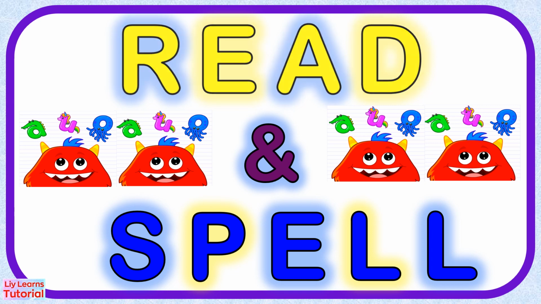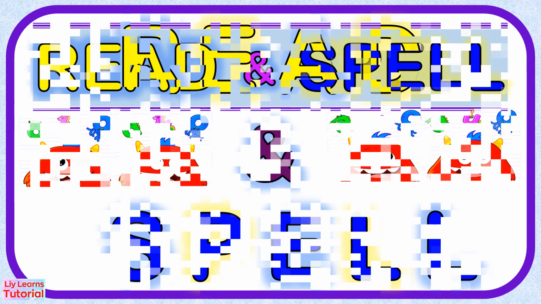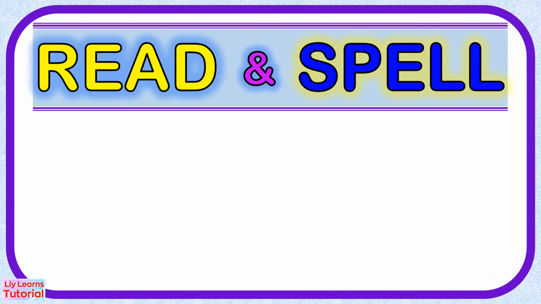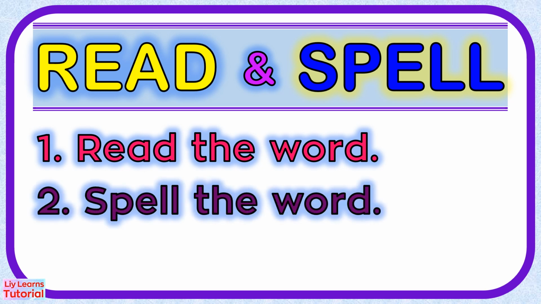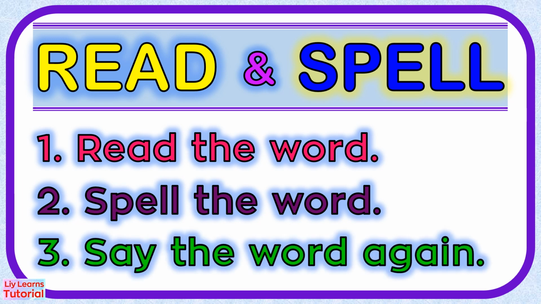Let's learn to read and spell. Here are 3 steps to follow when we spell the word. Number 1. Read the word. Number 2. Spell the word. Number 3. Say the word again.